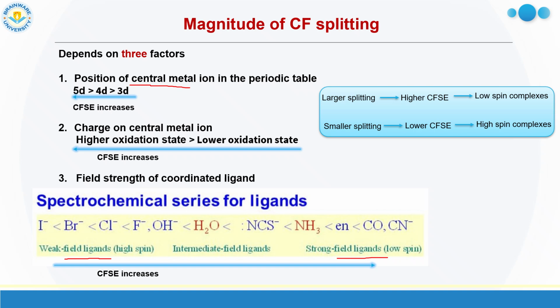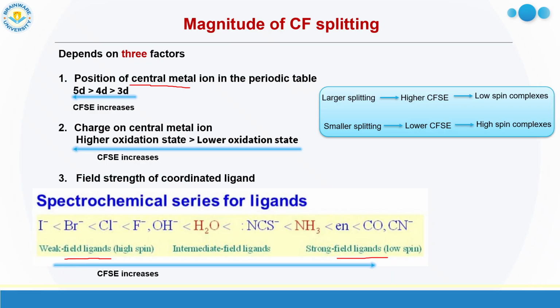Now if we go to the strong field ligands, there is more interaction, more gap, more splitting, more del O value, and that corresponds to low spin complexes. So the nature of the ligands is also responsible for the extent of splitting of the complexes.